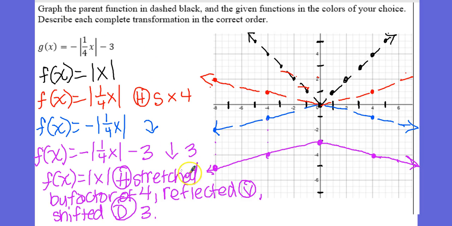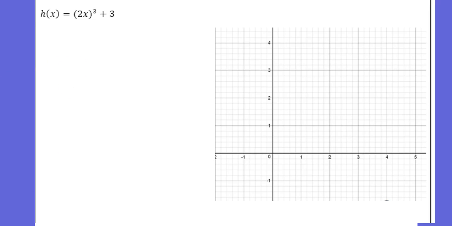And this would be an acceptable description by just making sure you're using capital letters to tell me what direction I'm supposed to go. Like you can tell me H for horizontal, V for vertical, U for up, D for down, R for right, L for left. Okay? All right, last one. This one will go pretty fast.